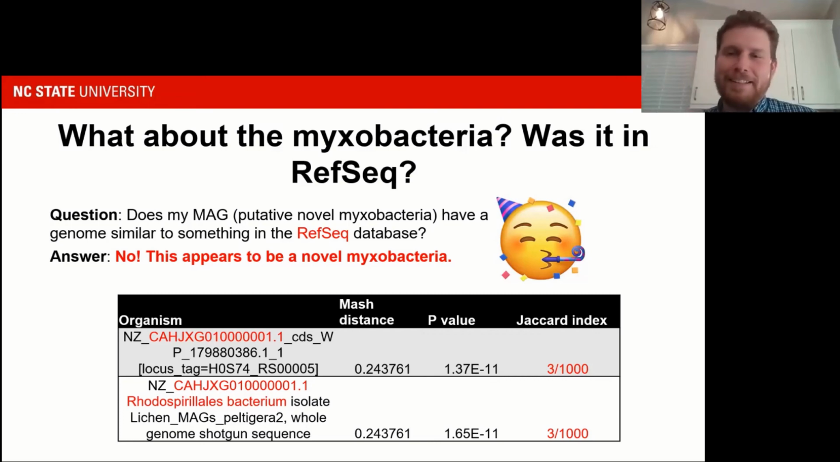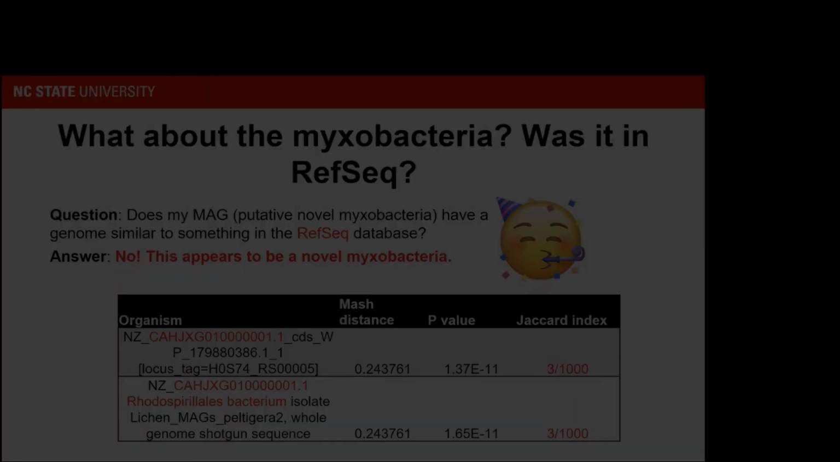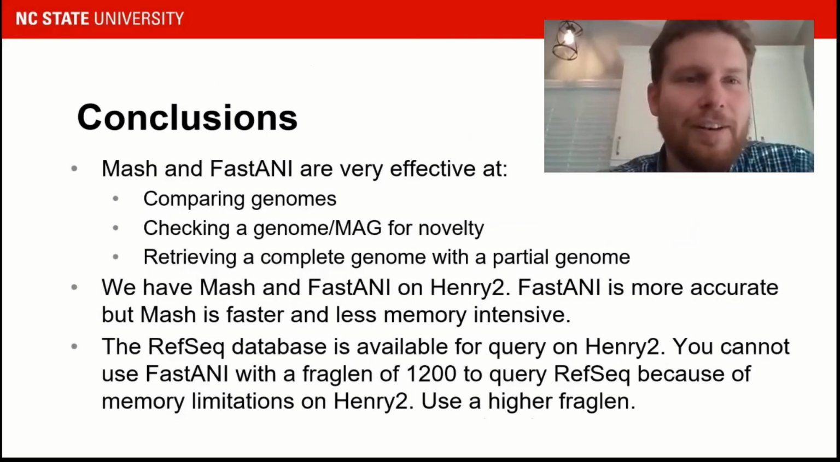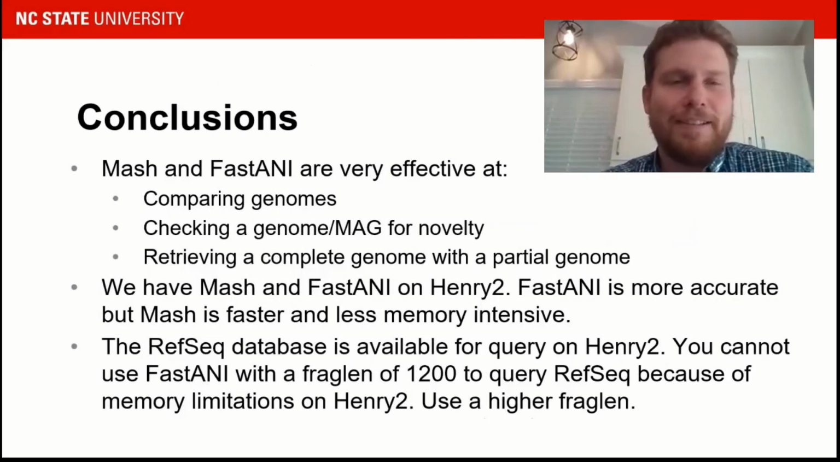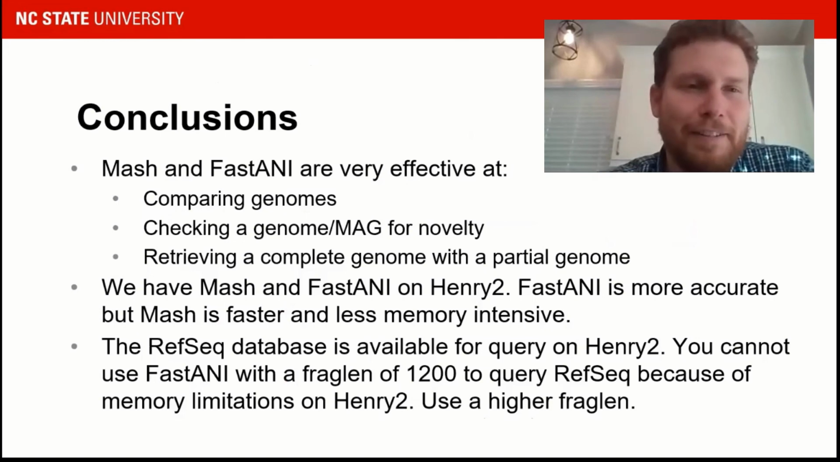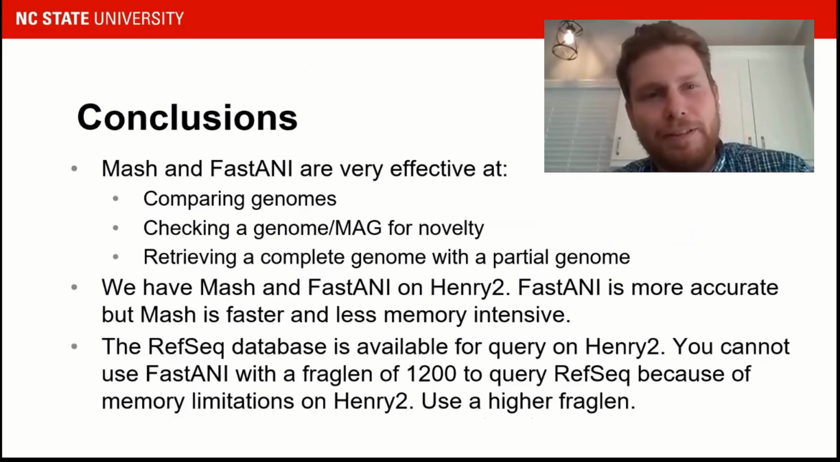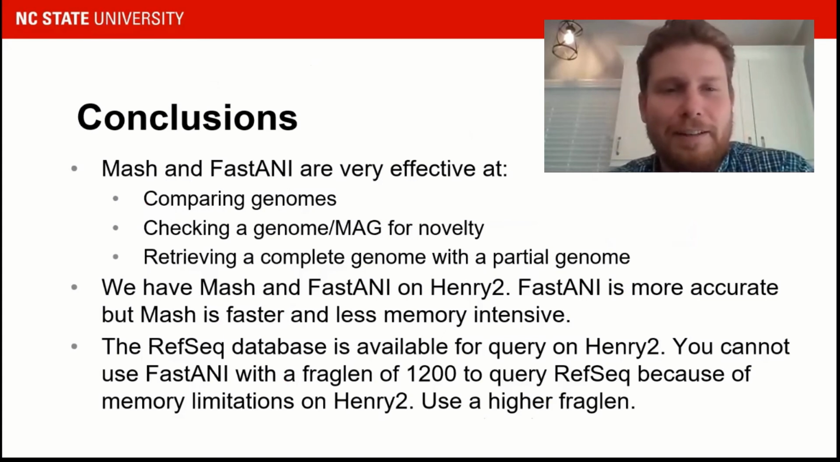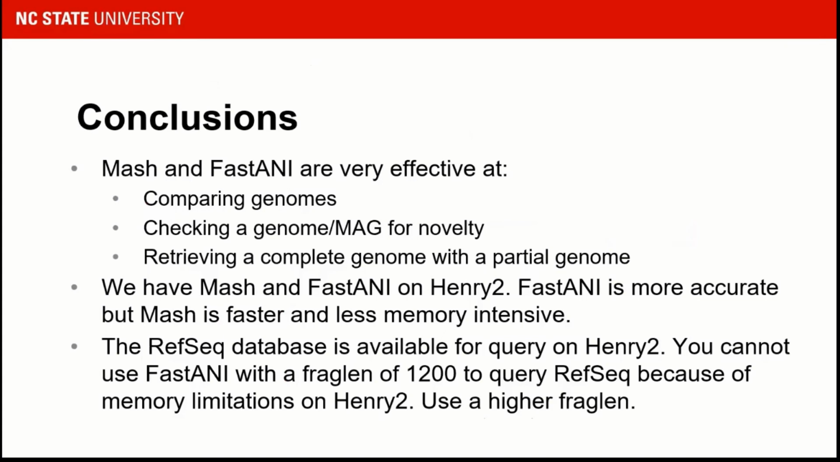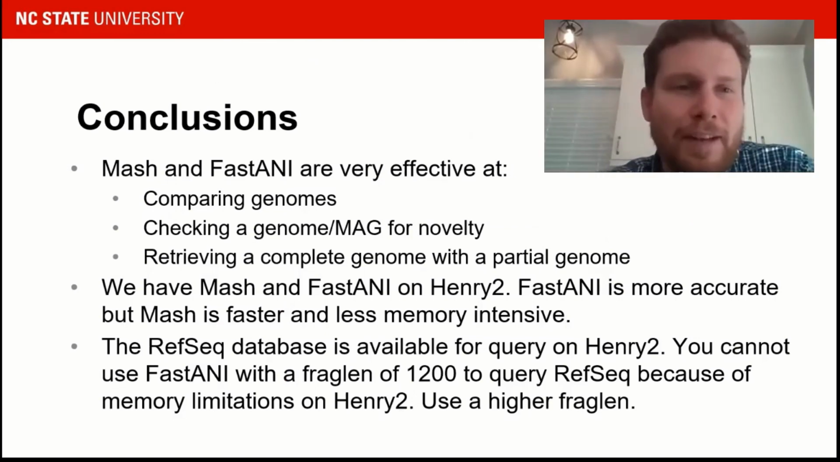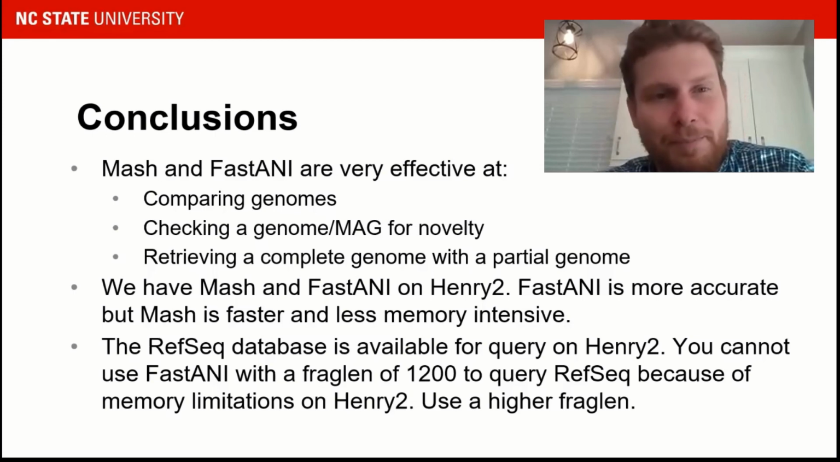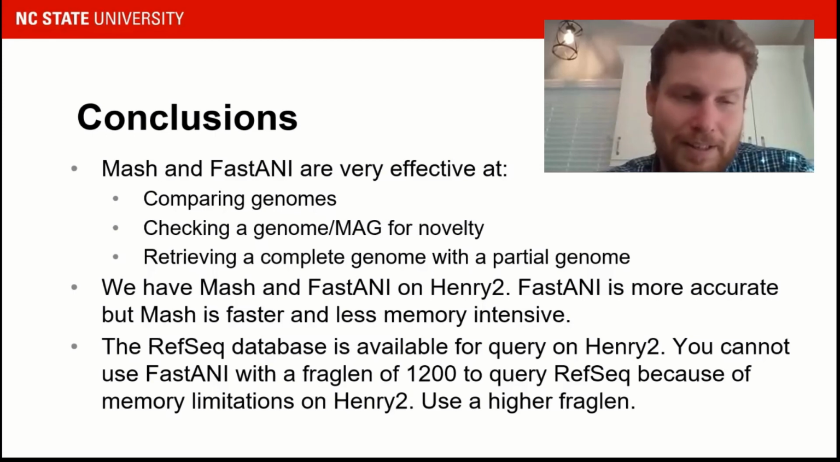The caveat is there are many other databases out there, so it could be included somewhere else. My conclusions are that Mash and FastANI are very effective at comparing genomes, checking a genome or MAG for novelty, and retrieving a complete genome with a partial genome. So we have Mash and FastANI on Henry 2. FastANI is more accurate, but Mash is faster and less memory intensive.